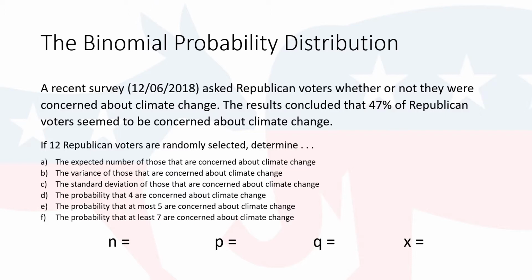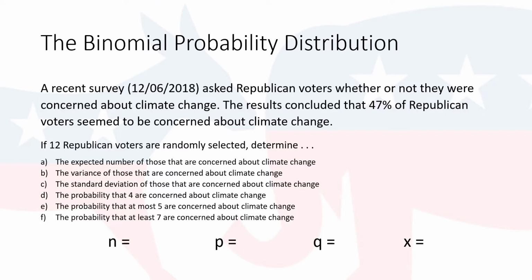P, as I said, is the probability of success on each trial. The experiment is randomly selecting a Republican voter. And each time I do that, there's a 47% chance that that person would be concerned about climate change. We don't write these things as percents, we write them as decimals. I hope you can easily convert 47% to 0.47. So for part D, N is 12, P is 0.47, Q is 1 minus P, and that would be, in this case, 0.53, because 1 minus 0.47 is 0.53.